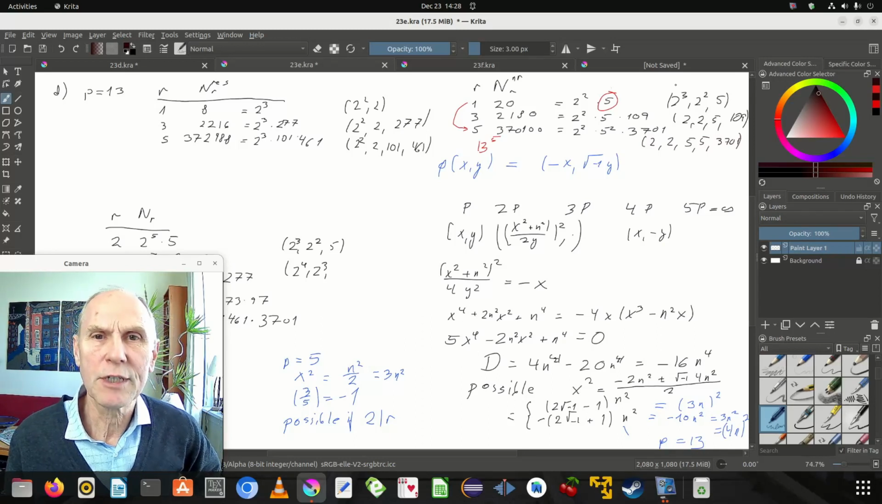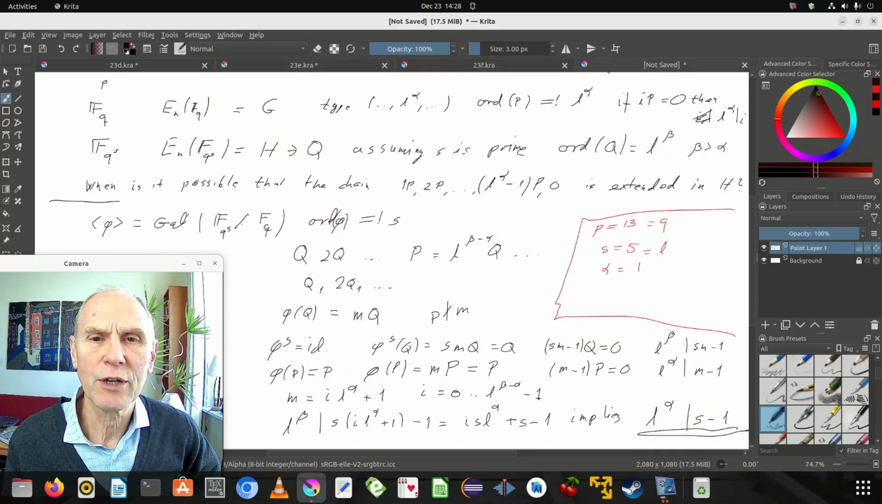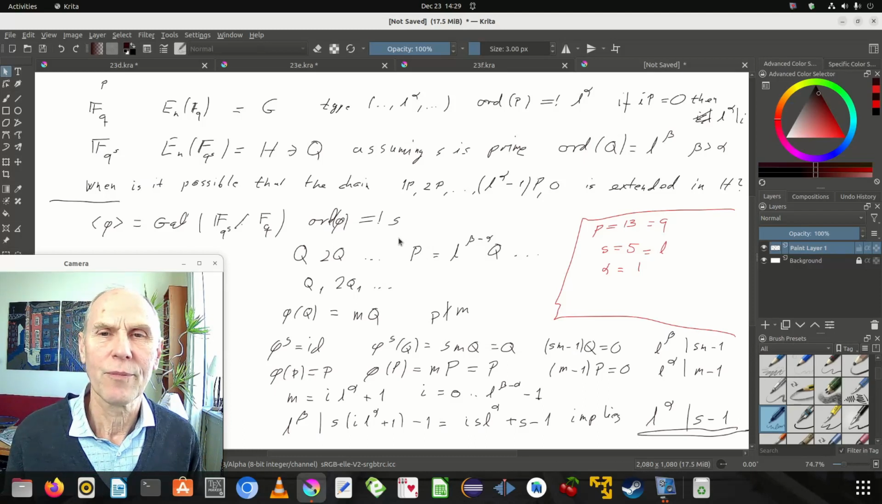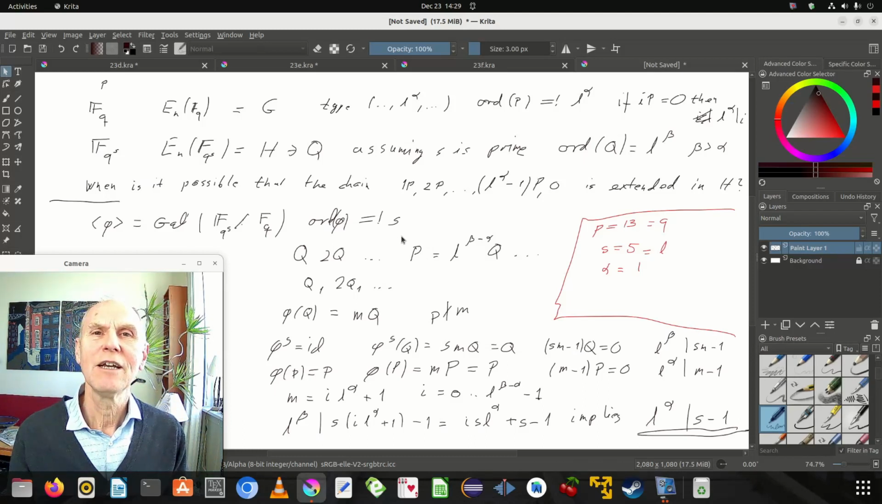By some ad hoc methods, I was able to go through it all. It appears that this last method, using Galois theory, is the most efficient one, because we have there the additional information that P is invariant under phi. All right, guys, that finishes the work on chapter 2.